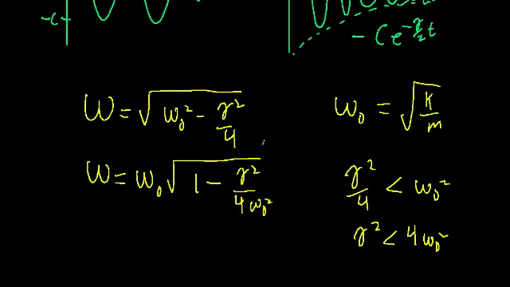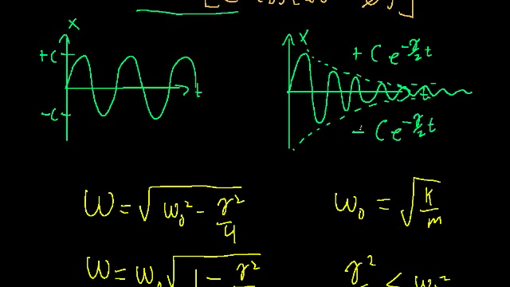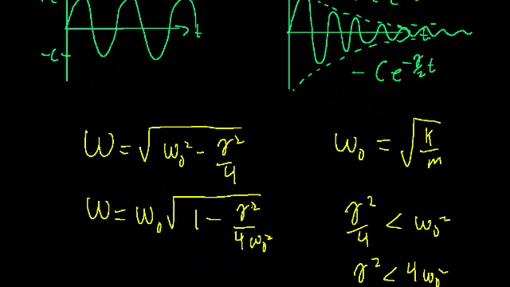So the two takeaway points are that the amplitude decays with time. The frequency is smaller, but it's still constant. It doesn't decay with time. It's just smaller than before. And those are the two hallmarks of lightly damped simple harmonic motion.